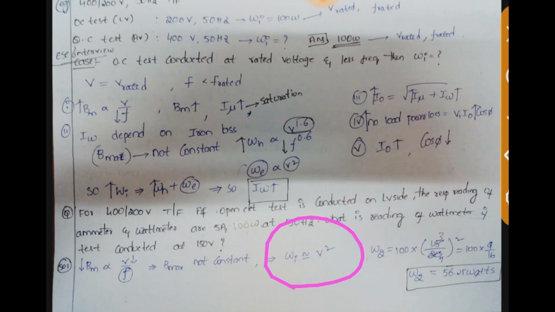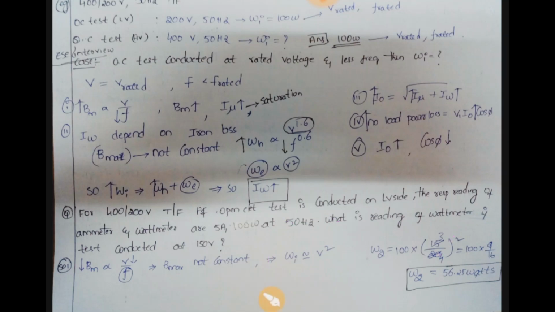Listen here carefully, this point is important. You can approximate iron losses proportional to V square only when V is varying and F is kept constant, because F is in the denominator in hysteresis losses and you assume F is constant. Since in the question only voltage is varying and frequency is constant, in this case only you can assume that Wi is proportional to V square. If you solve, then you get iron loss, total losses. Hope you have understood the significance here. I have added this question. Now move ahead.